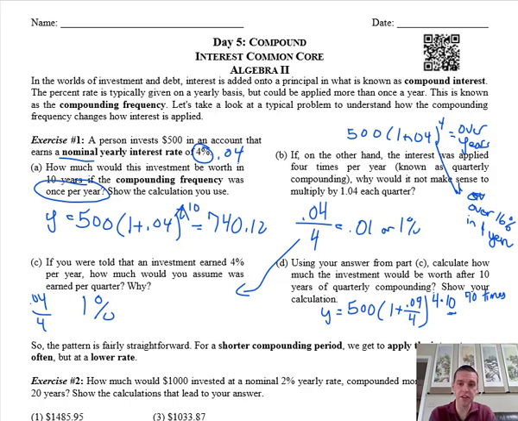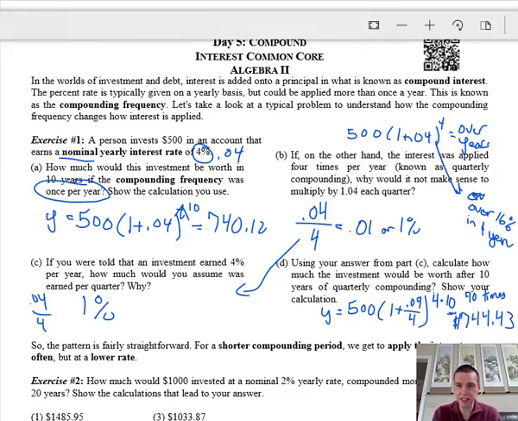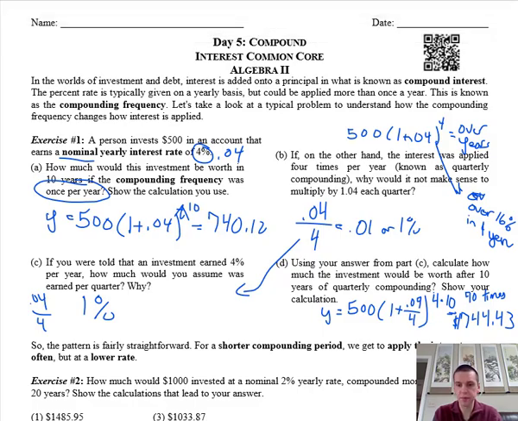This is going to give us $744.43. Look at that. Just because we compounded it quarterly, we actually made $4.31 more. Now, a big difference? No, but it's extra money. And it's going to get even bigger if we do it over monthly. Not by a lot, but at least it's going to get a little bigger.